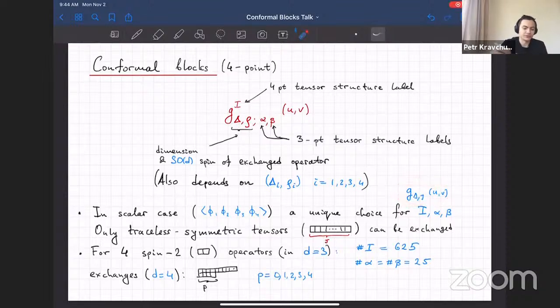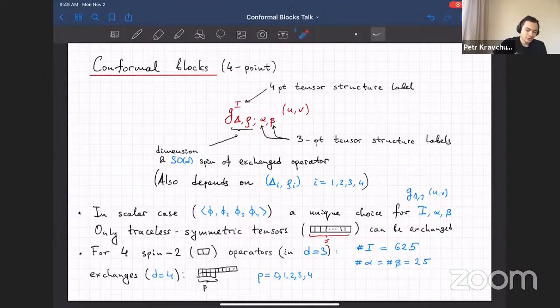However, it's really the simplest of the simplest conformal blocks that you can think about, because it really quickly gets out of hand as you start increasing the spin of the operators in the 4-point function. For example, if you take 4 spin 2 operators, like stress tensors, in 3 dimensions, then the number of 4-point tensor structures is 625, and each alpha and beta can take 25 different values. And in addition to that, the number of types of operators that can be exchanged also grows.